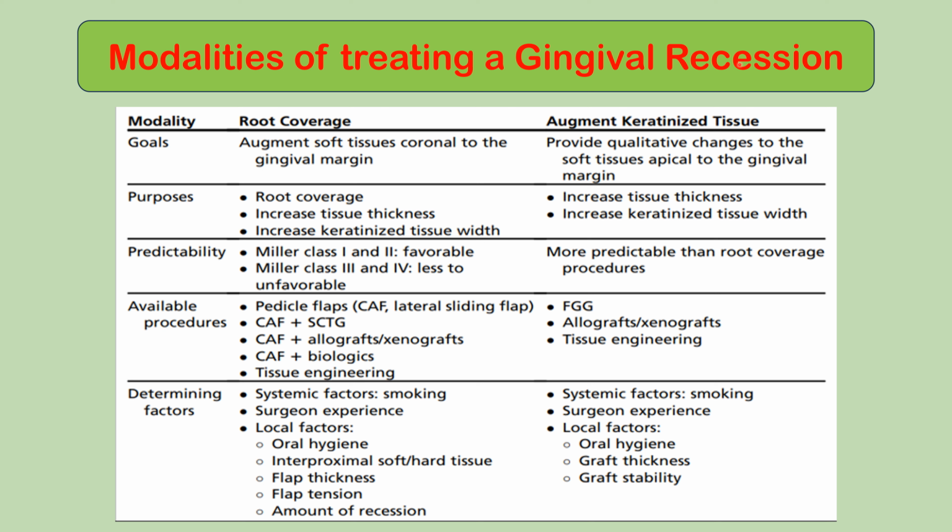It is favorable to less favorable whenever it is used in Miller class 3 and class 4. Coming to augmenting the keratinized tissues, it provides qualitative changes to the soft tissues apical to the gingival margin. The main purpose is to increase the tissue thickness and increase the keratinized tissue width. The available procedures are free gingival graft, use of allograft or xenograft, or tissue engineering.